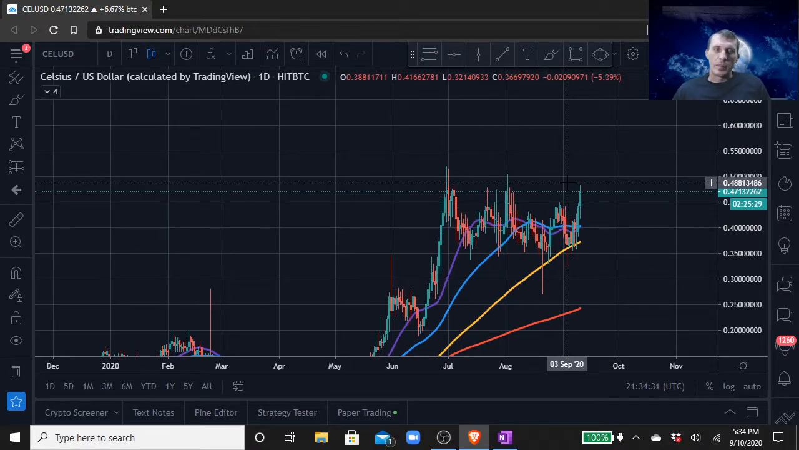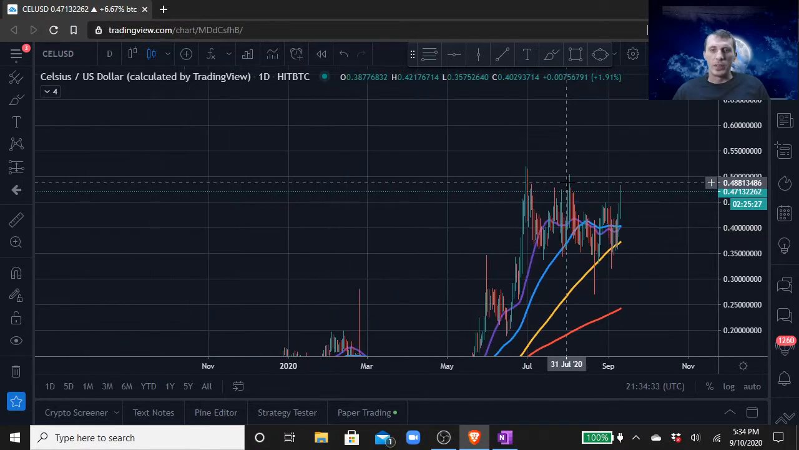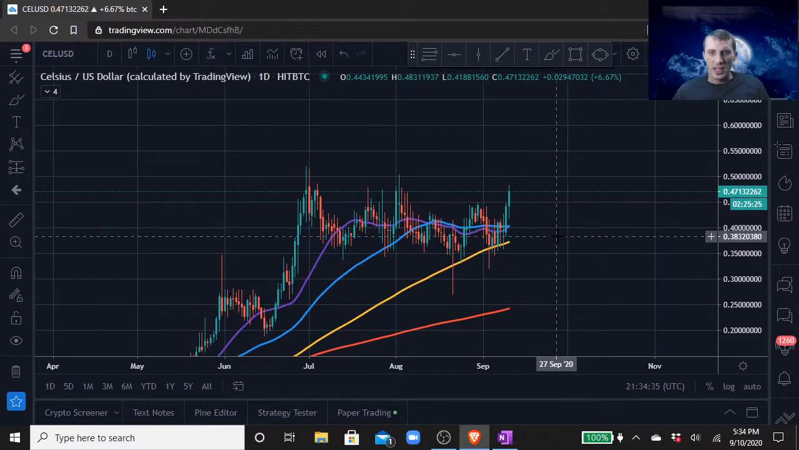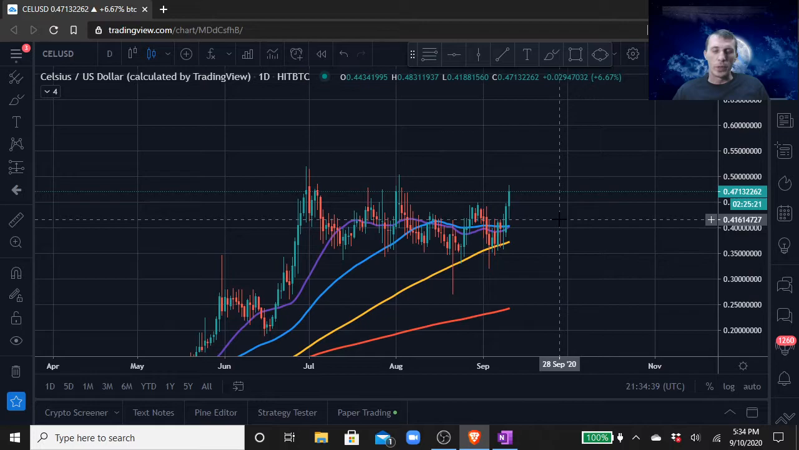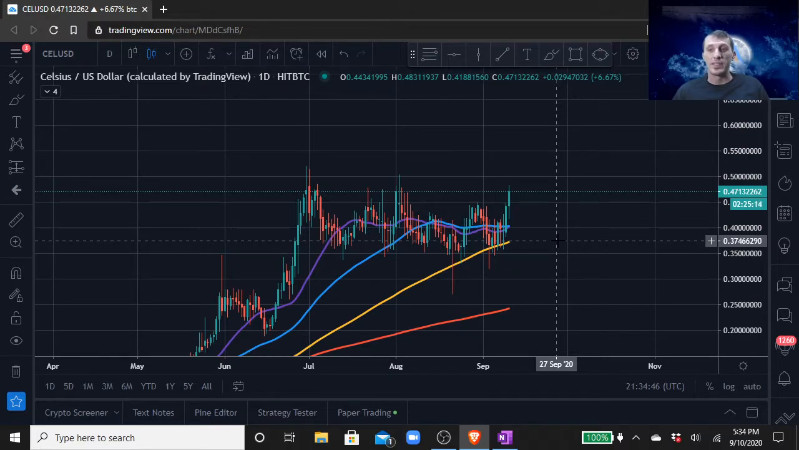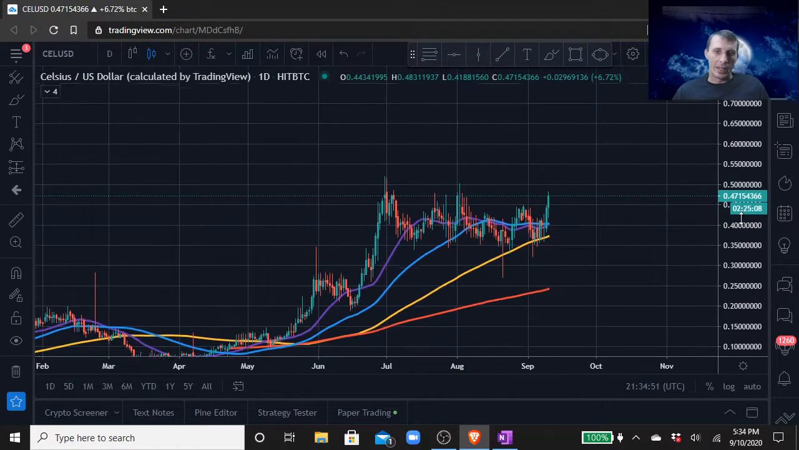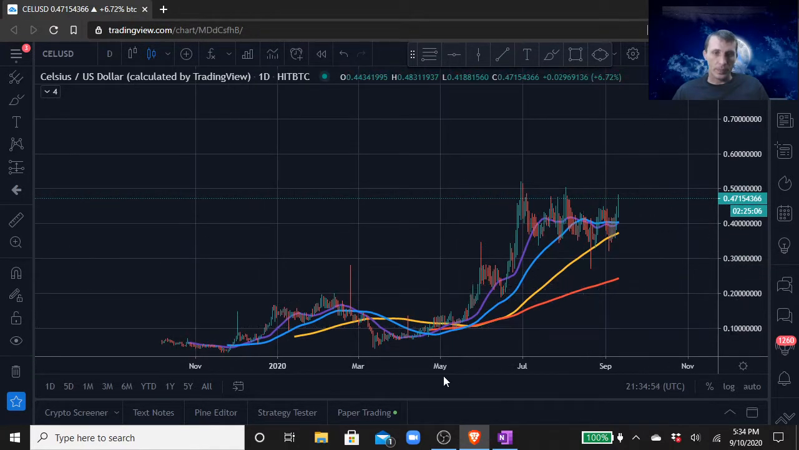Like I said, if it breaks above 50, then good deal. But I'd definitely be looking for a retest back down to the 41 cent, and then possibly down here to the 100-day, and we do have a very significant amount of support down there around 37 cents. So that's pretty good for Celsius. I like Celsius token.